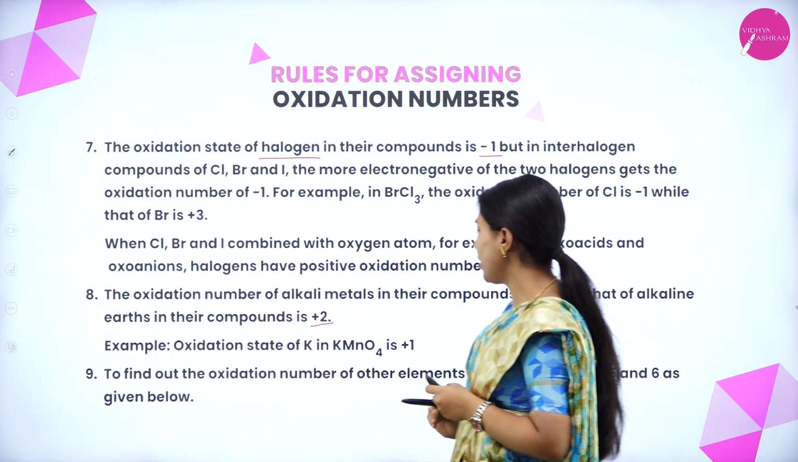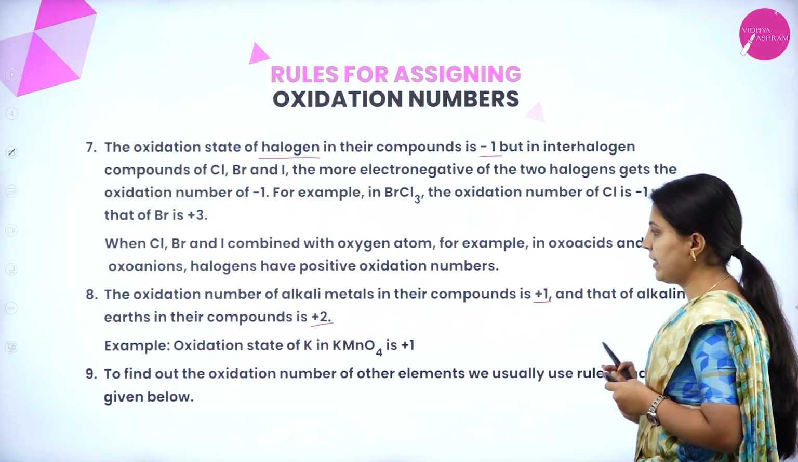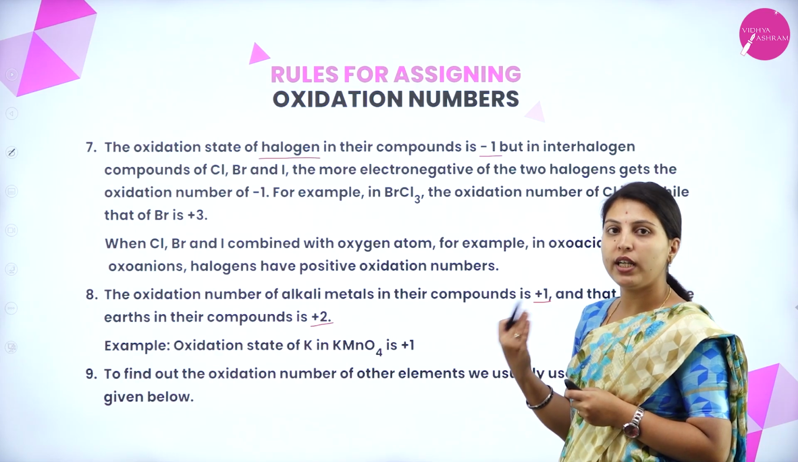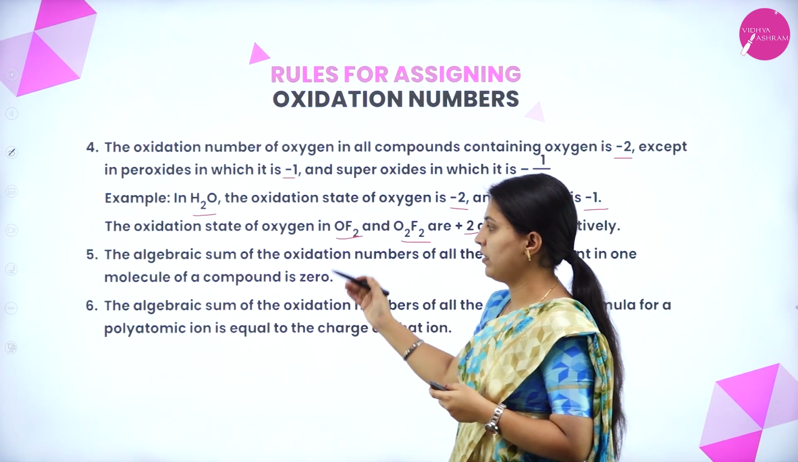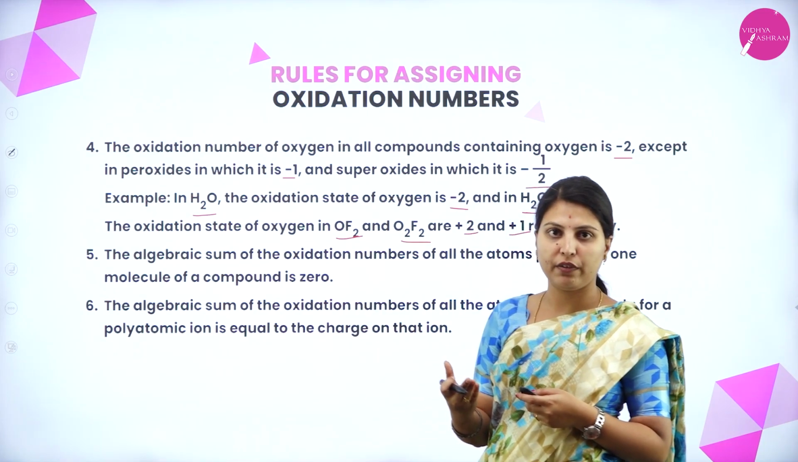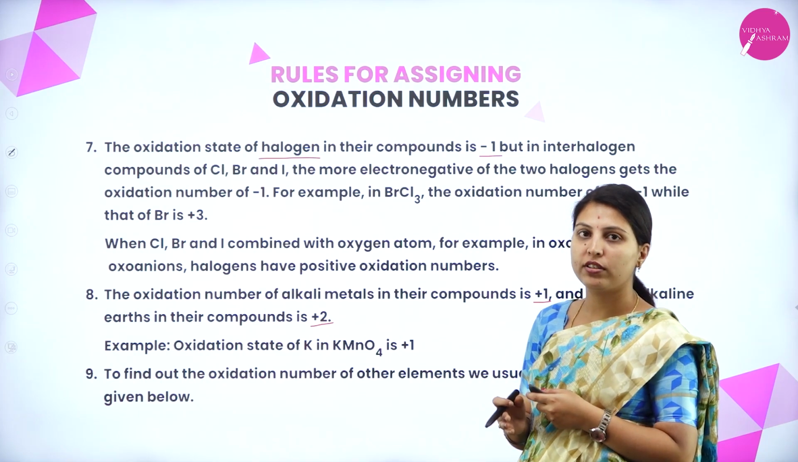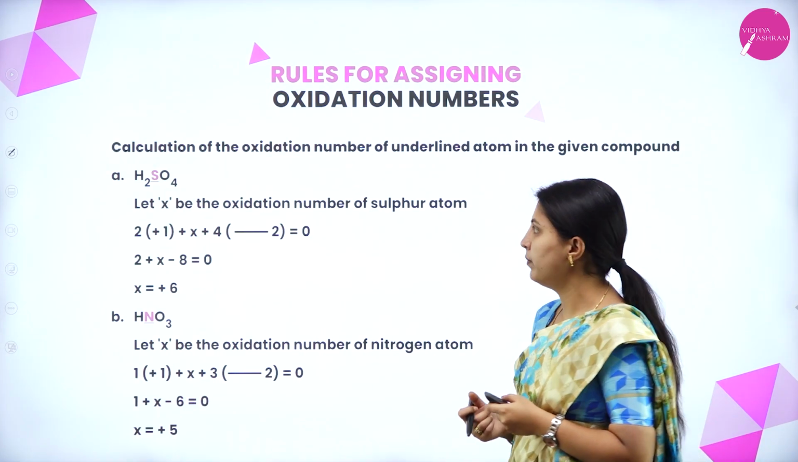To find out the oxidation number of other elements, we usually use rules 5 and 6 as given below. That means you have to use algebraic equations. These are the set of rules to find the oxidation state or number. We will see some examples now.